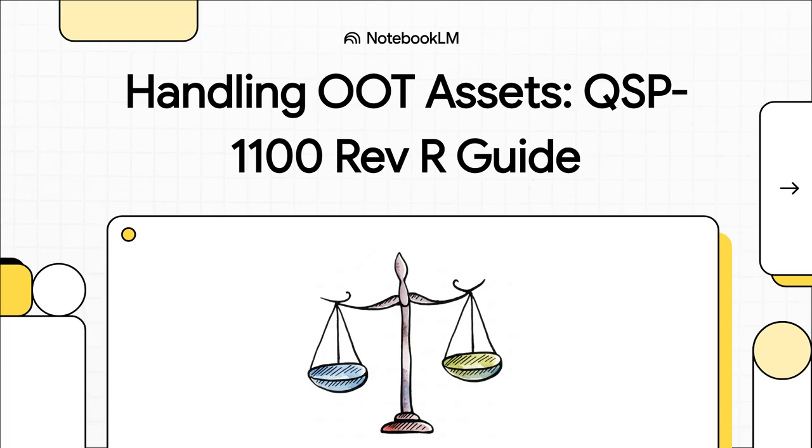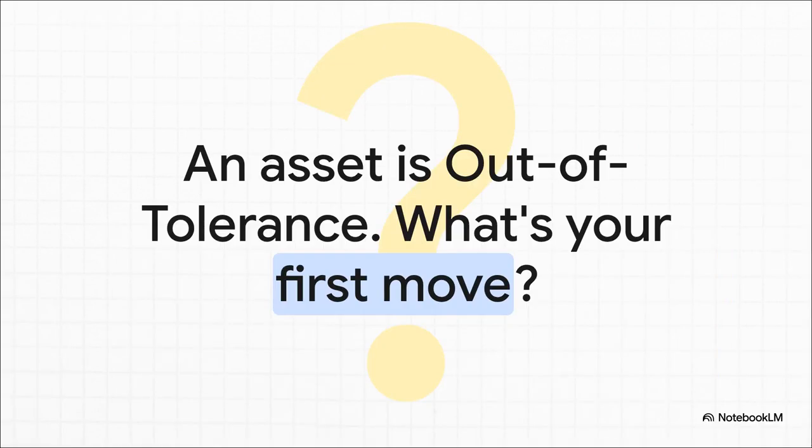All right, let's talk about something that's absolutely critical for quality and mission success. What do you do when a piece of calibrated equipment is found to be out of tolerance? OOT. It's a serious situation, and luckily, the new QSP-1100 Revision R gives us a crystal clear playbook, and today we're going to walk through it step by step. So let's just jump right in.